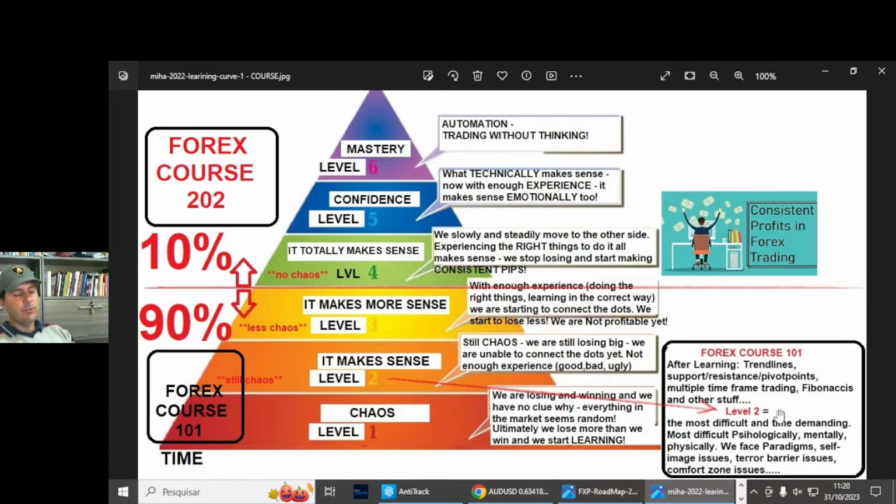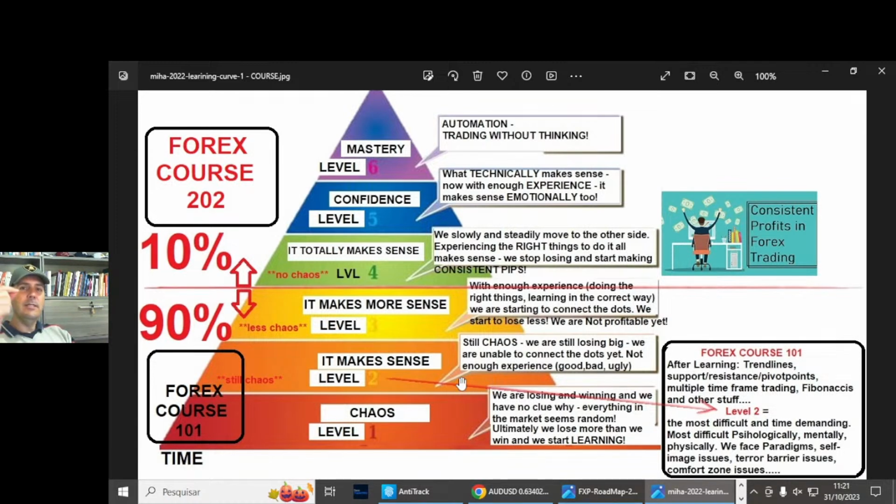And this level number 2, everybody, is the most difficult and time demanding, most difficult psychologically, mentally, physically too. We face paradigm, self-image issues, terror bear issues, you know. This is why it takes 1 year just to learn the basic stuff. Alright, after learning trend line, support, resistance, pivot points, multiple time frame, so after you've learned everything, you're still not making it, because there are some different aspects to trading.